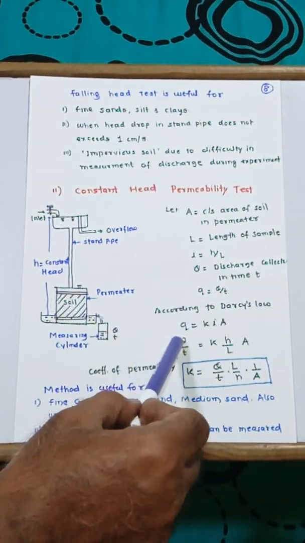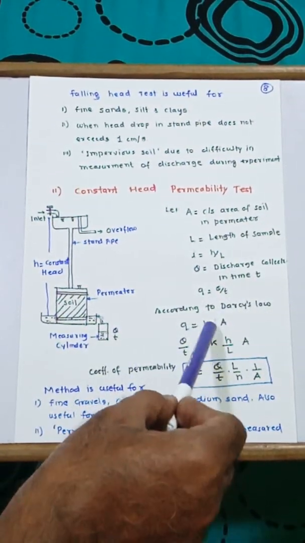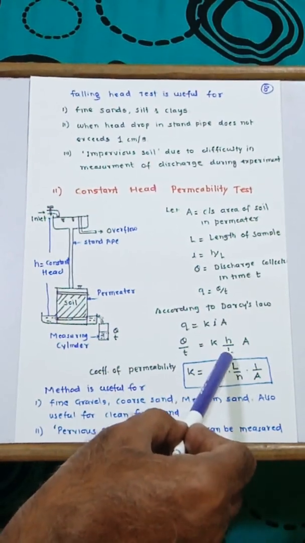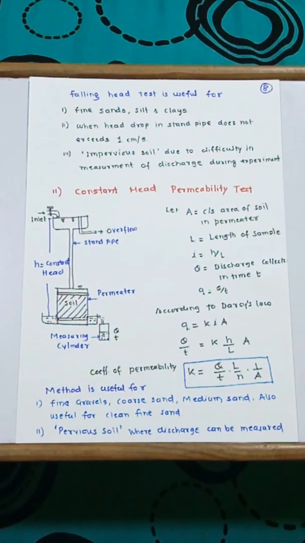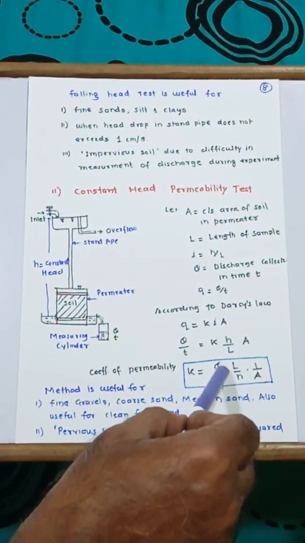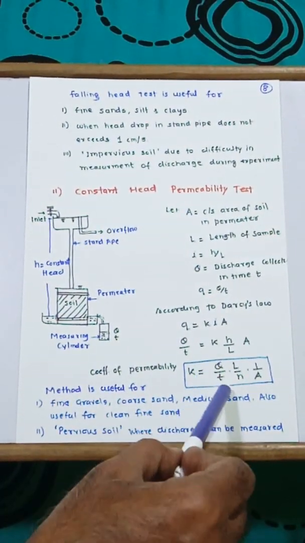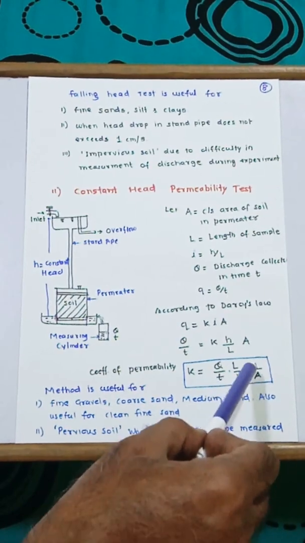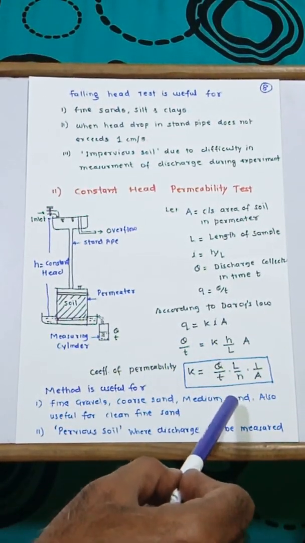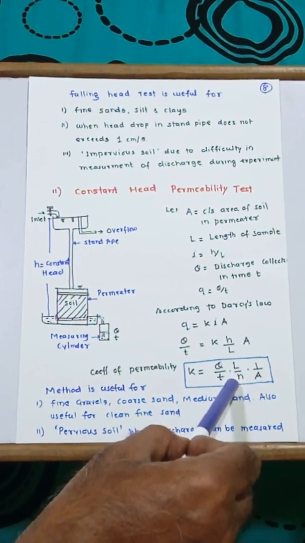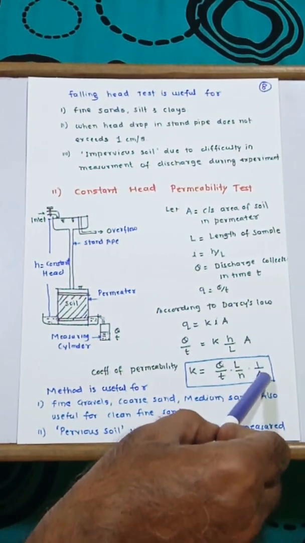So I substitute Q as capital Q upon T, the hydraulic gradient H by L, and cross sectional area A. Therefore I can write K in terms of the measured discharge in time T, where the flow takes place through the length L, through height H, and through a cross section area A.